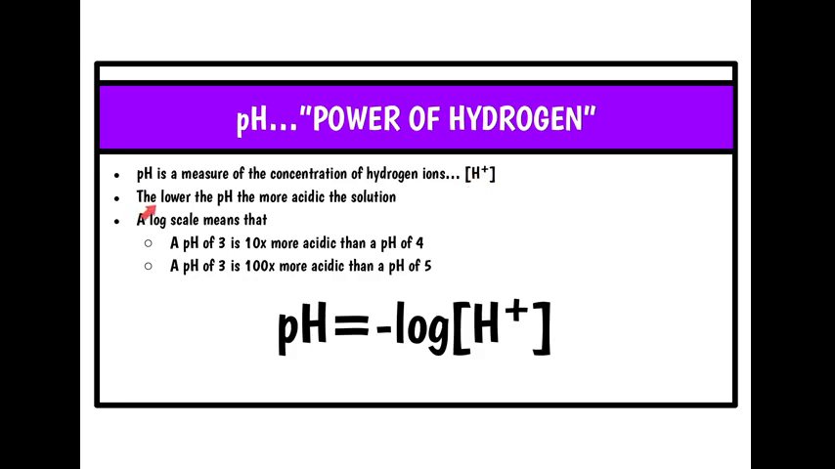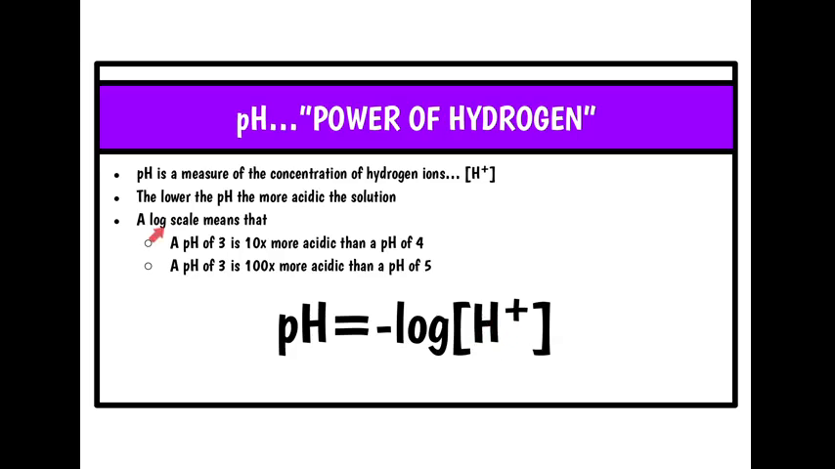One of the relationships you definitely need to know is that the lower the pH, the more acidic the solution is. So hopefully you're remembering that the pH of acids is less than 7. And again, we have a negative here in our equation, so we're going to see an inverse relationship between the pH and the number of hydrogen ions.